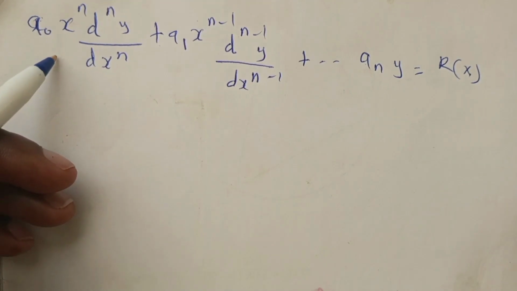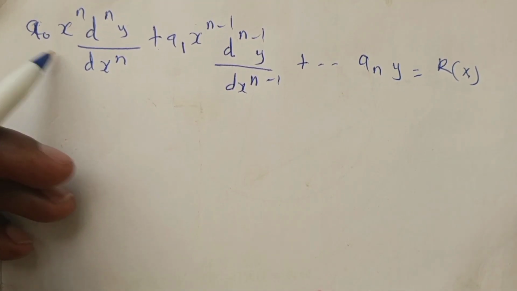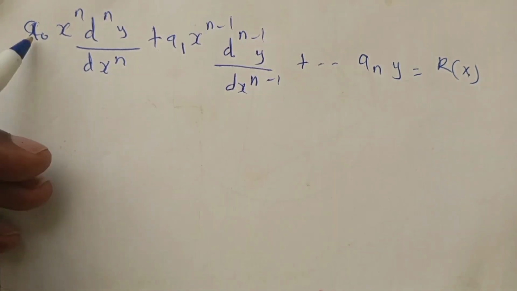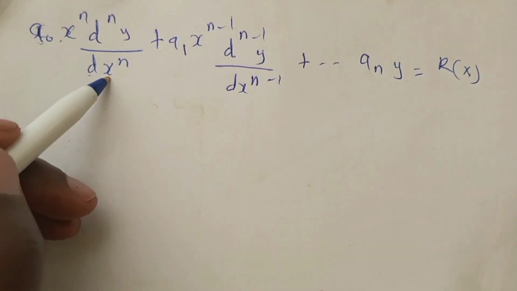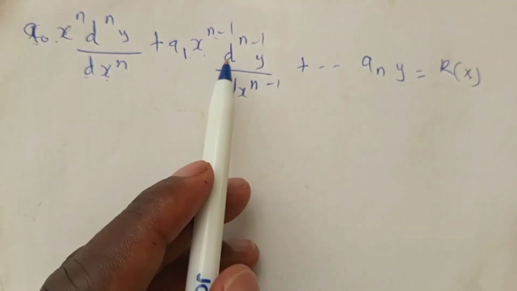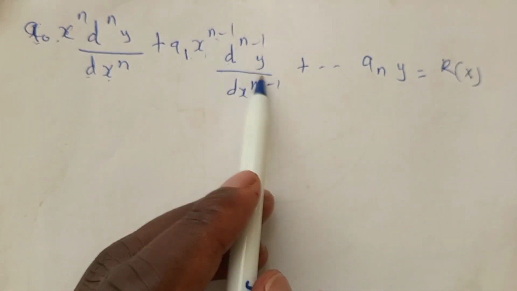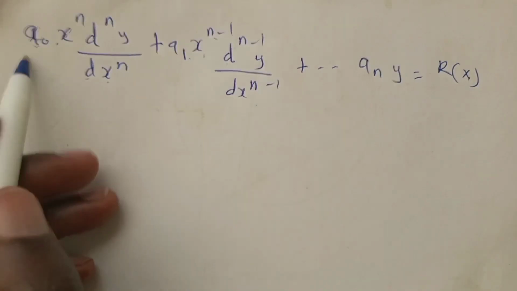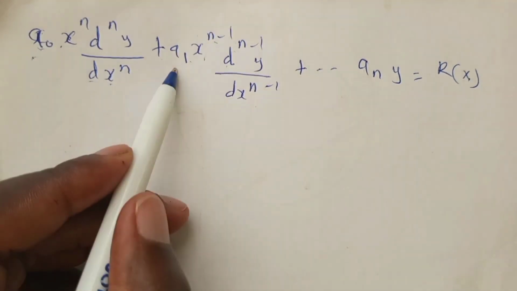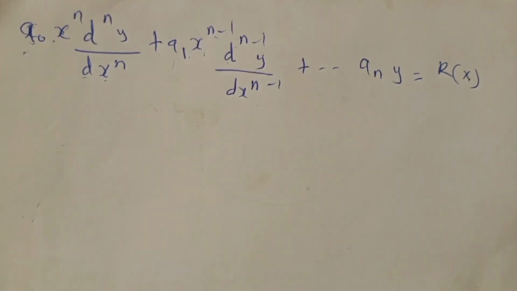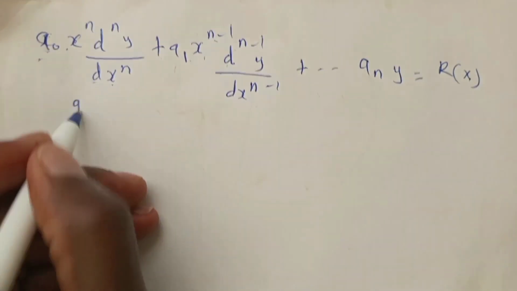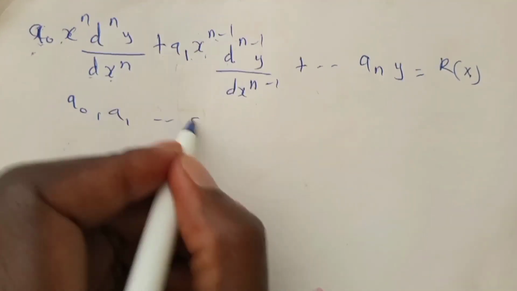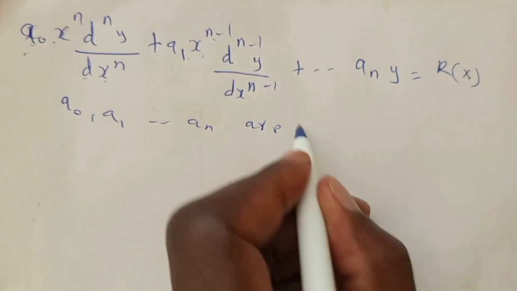It has got what is called variable coefficient. So we have a naught x^n d^n y over dx^n plus a1 x^(n-1) d^(n-1) y over dx^(n-1), and so on, all the way to the last part. Note that a naught, a1, all the way to an are constants. So to solve a linear ODE with variable coefficient, we make this substitution.